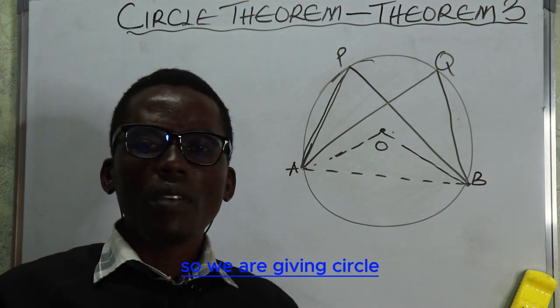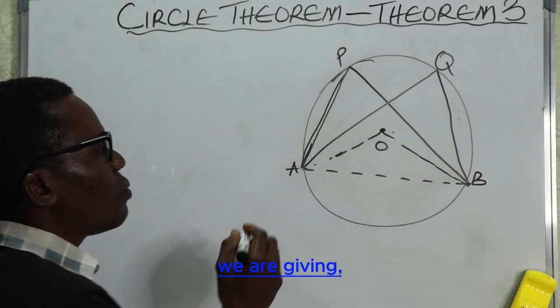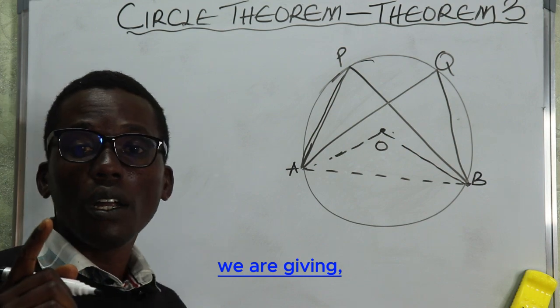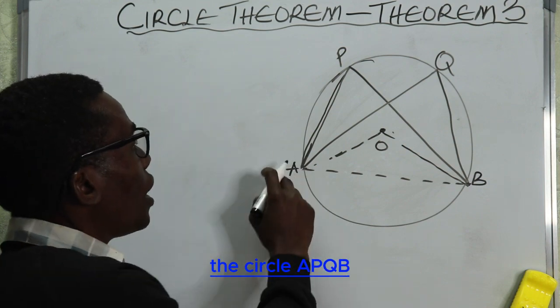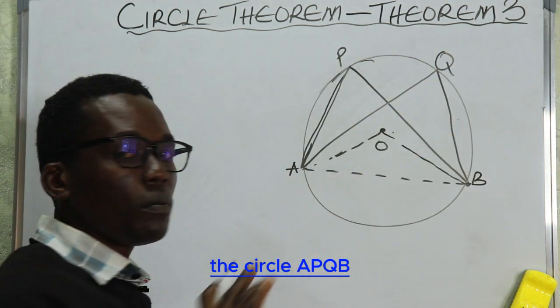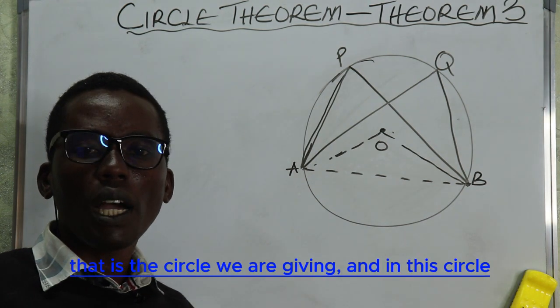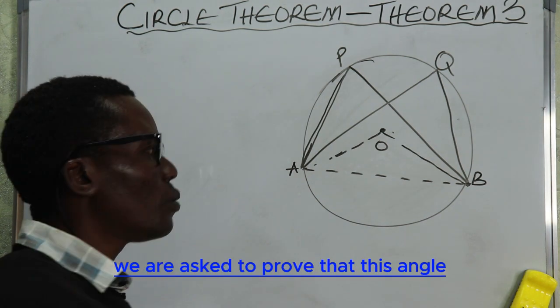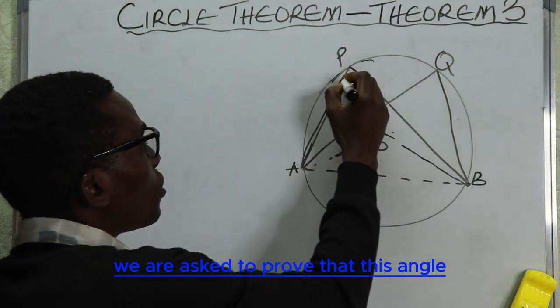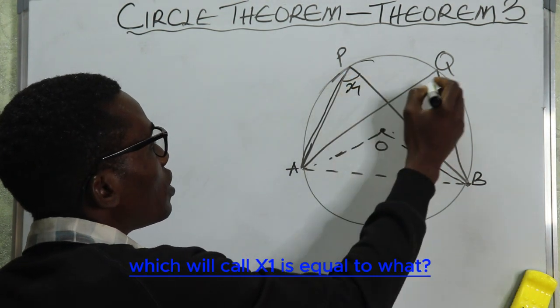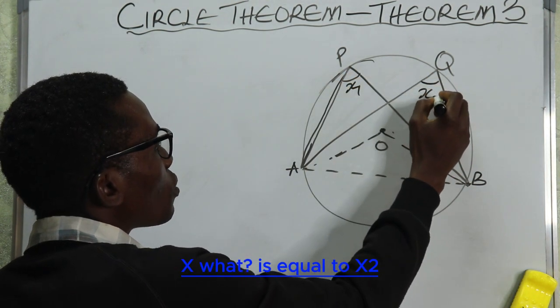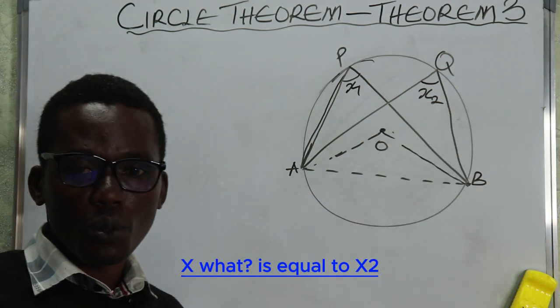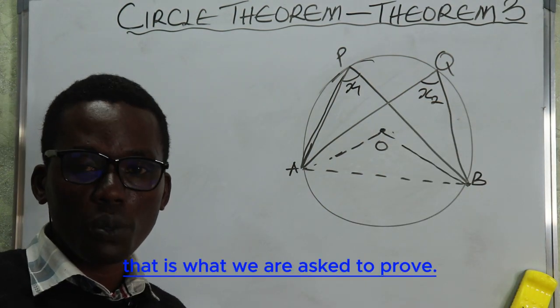So we are given the circle APQB. That's the circle we are given, and in this circle we are asked to prove that this angle, which we will call x1, is equal to x2. That is what we are asked to prove.